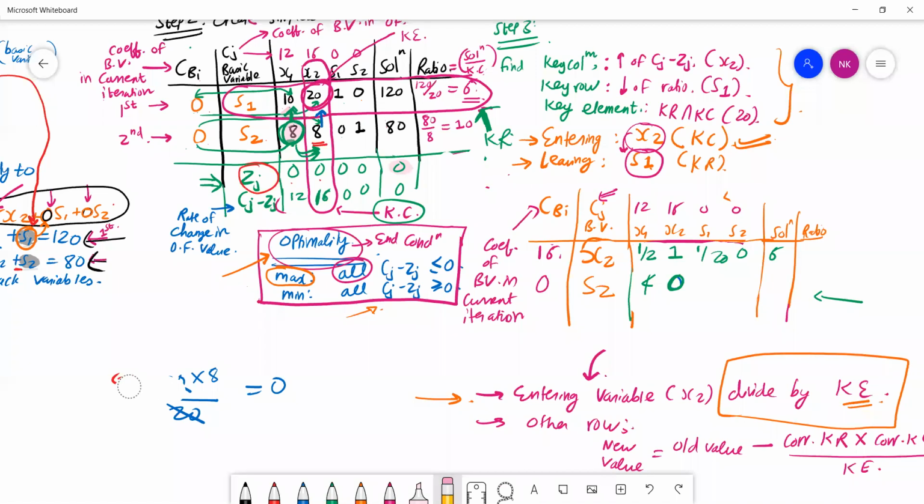Same thing if I continue with S1, then the value in the third place in the second column is 0. So old value was 0 minus the corresponding key row. Corresponding to this 0, we are having 1. So minus 1 multiplied by the corresponding value to the key column. So for 0, the key column value is 8. So multiply by 8, divided by the corresponding key element. Key element is 20. So it's 4 multiplied by, no, it will be 2, 4 multiplied by 5. So it will be 2 by 5, minus 2 by 5.